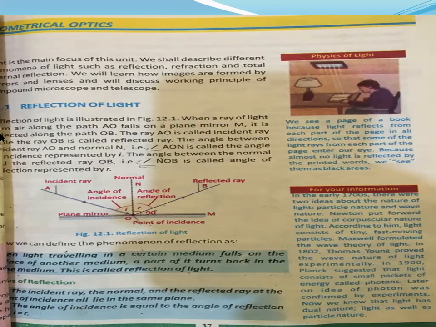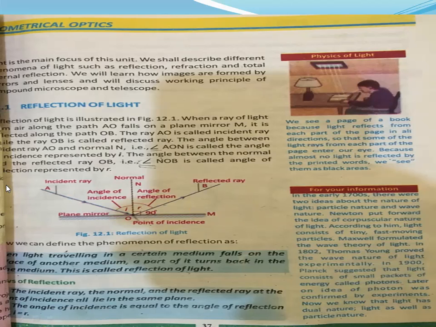When a ray of light from air travels along the path AO, look, this incident ray is a ray of light coming from the air, and it falls on a plane mirror. This bottom line, where M is written, from here to here, is called the plane mirror.